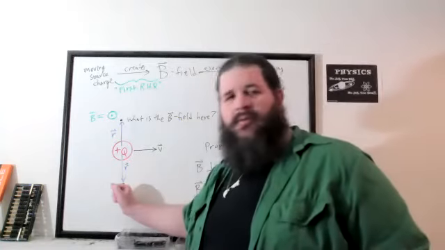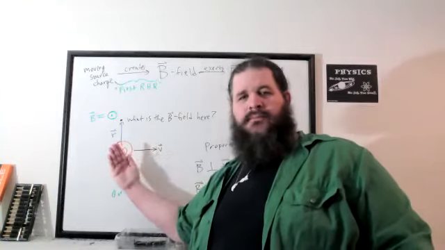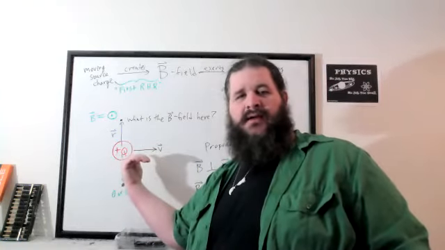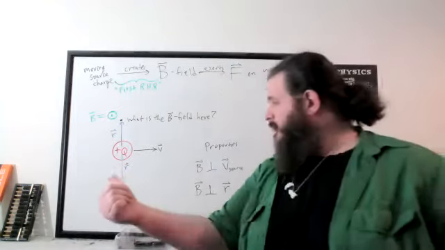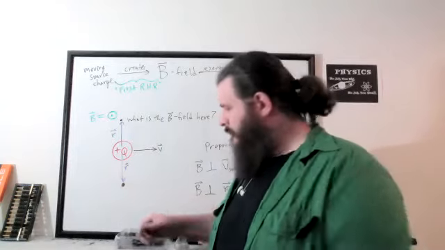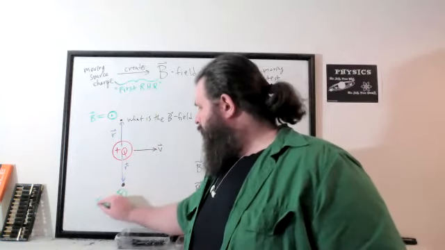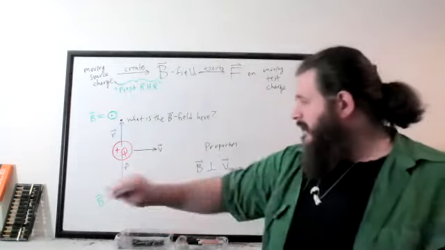Put your right hand at the point of interest, stretch your fingers straight towards the charge, and swivel until you can curl your fingers in the direction it's moving. Now your thumb tells you the direction of the magnetic field. So this would be an inwards magnetic field. And in fact, everywhere in this region below the moving charge is going to be inwards magnetic field.